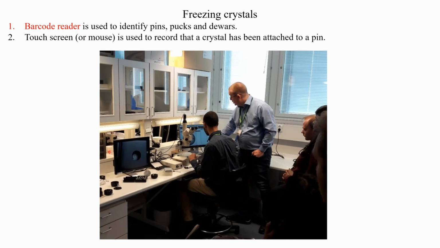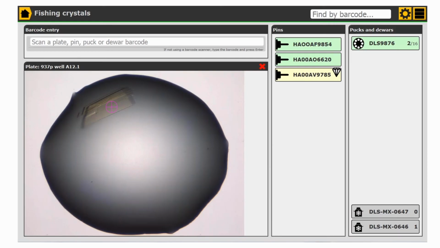How does freezing of the crystal happen? So I use a barcode reader to scan my pins, pucks, and Dewar. And then I just use a mouse or a touch screen to drag it through. So I can show you how it looks.